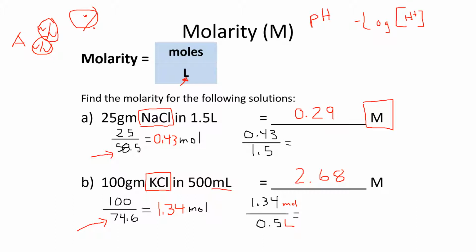So wait, for A, to get 58.5, you got that from the periodic table? Yeah, so take the weight for sodium, whatever that equals. Take the weight for chloride, add them together, and you'll get 58.5. Yep. So find your moles, divide by liters.